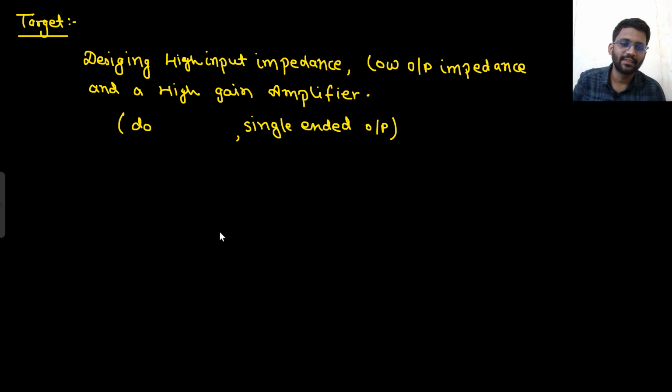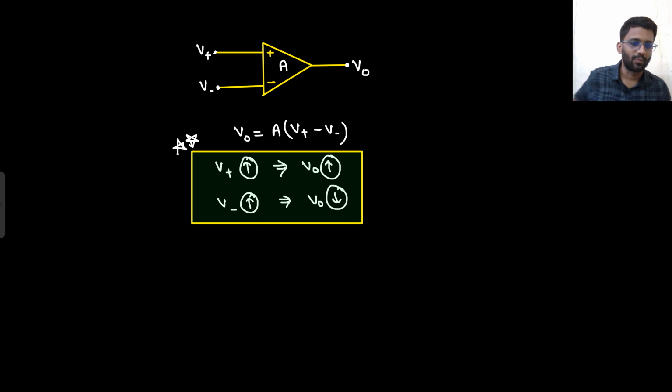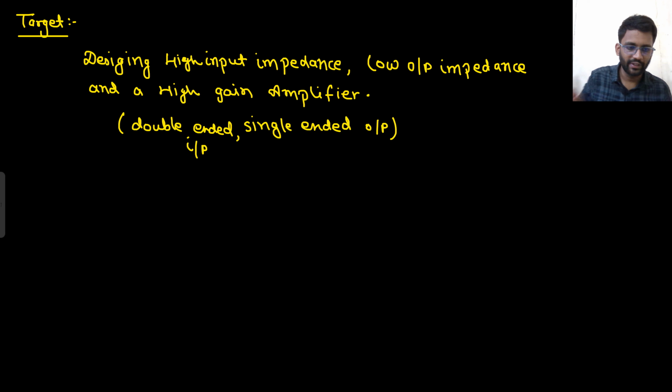Input can be one as well. Let's just say my input is V in. So what can I apply? V in by 2 and minus V in by 2. So the input will be one only, but I should write double ended input, and single ended output. So double ended input and single ended output. Well and good. So this is what we need to design.